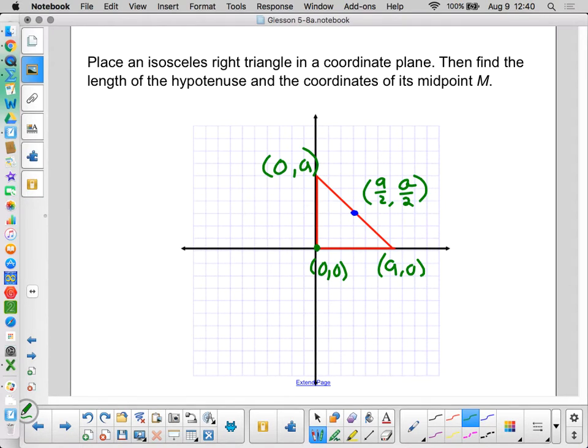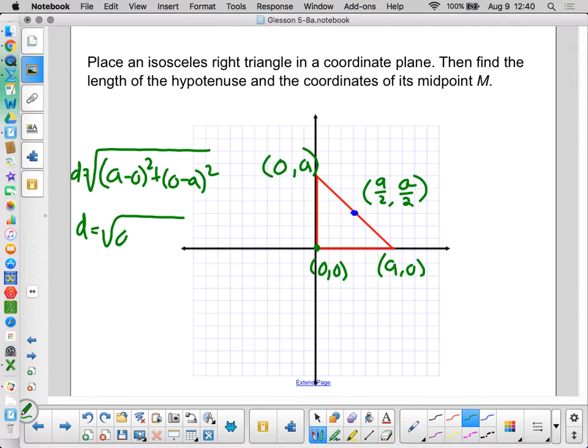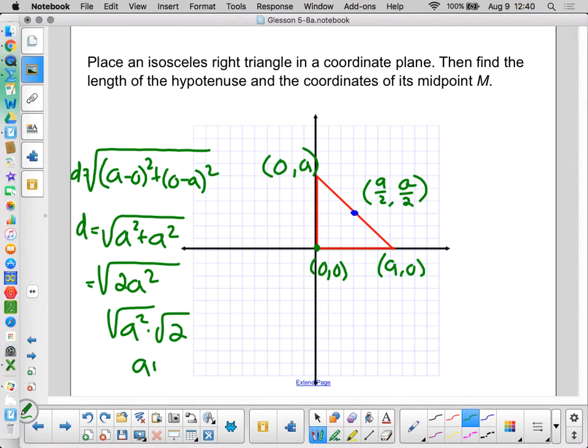What is the length of that diagonal? The length of that diagonal, A minus 0 squared plus 0 minus A squared. So the distance is the square root of A squared plus A squared, which is the square root of 2A squared. But that's the square root of A squared times the square root of 2. The square root of A squared is just A times the square root of 2. So the length here is A root 2. How long is this length? 0, 0 to A is 0. That's just A. And that's A.